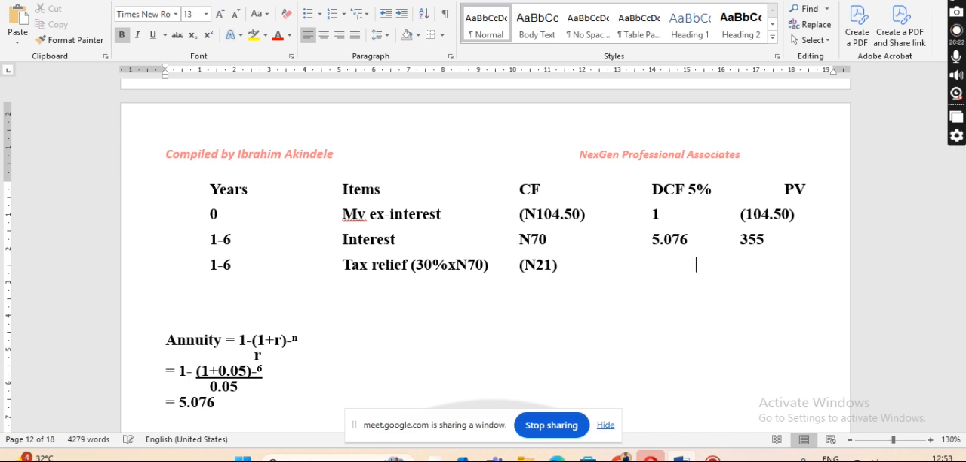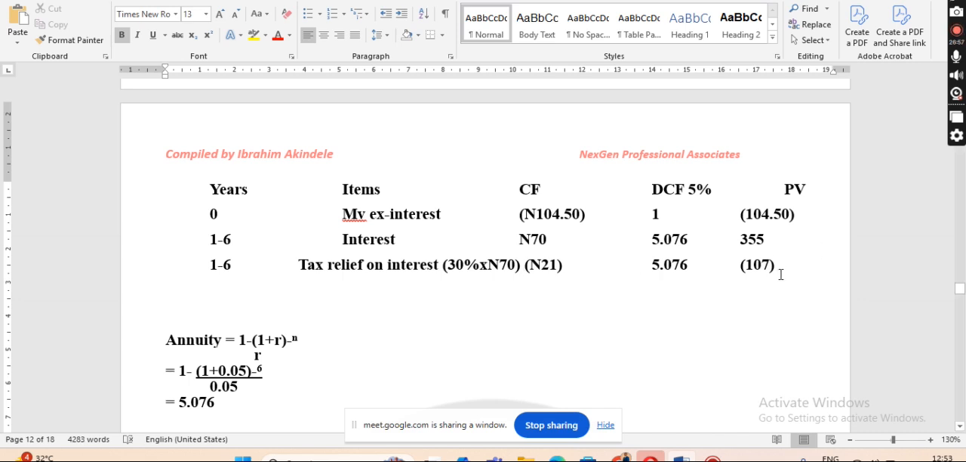So the same DCF, 5.076. When you multiply, what do you have? Quickly, class. Multiply, what do you have? 107. The tax relief will reduce the interest, right? Now let me put it as tax relief on interest. So I'll get it like this.